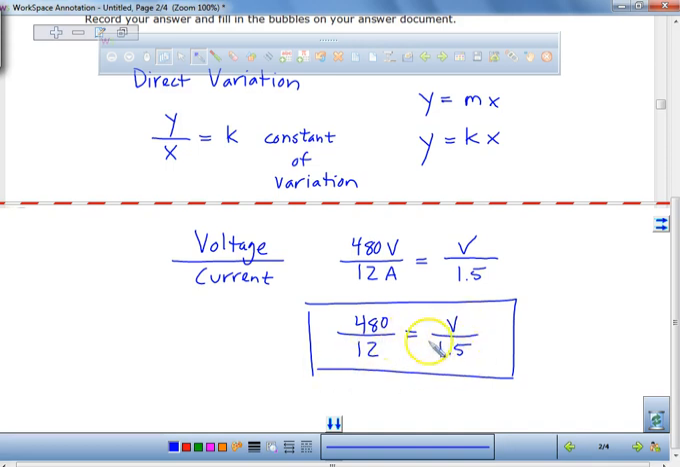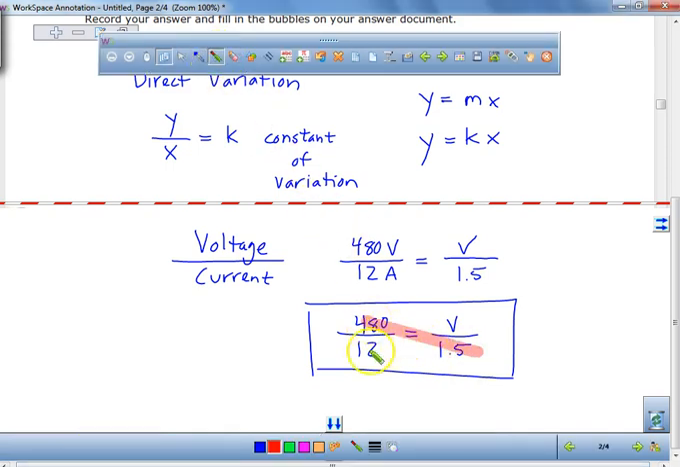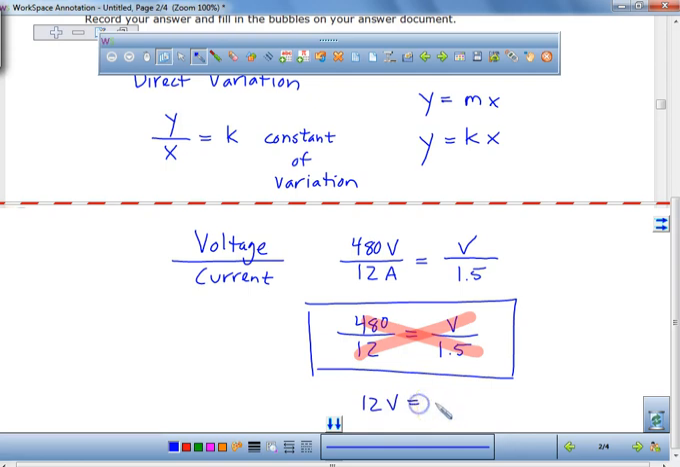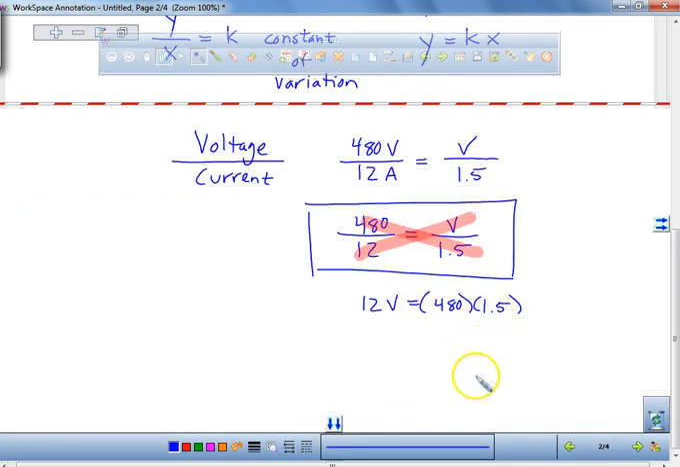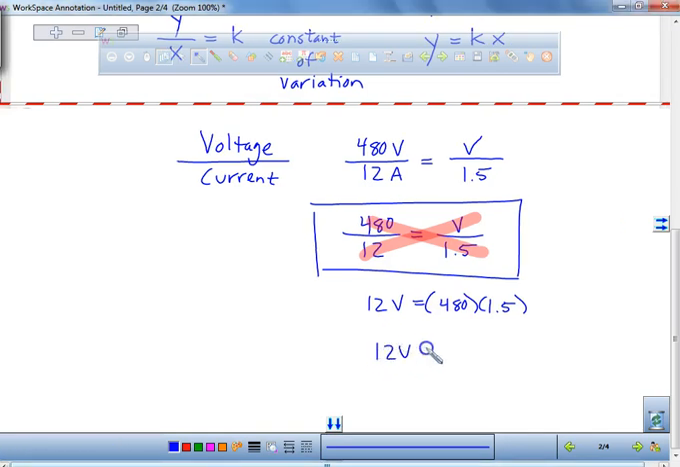Okay? So when you guys see proportions, what do you think? Cross? Yeah, cross multiply. Cross products. That's it. So 12 times V equals 480 times 1.5. Okay? So what's 480 times 1.5? Go to your graphing calculator, all right? All right, so I have 12V equals 720. What are we going to divide both sides by? 12. And our voltage is equal to 720 divided by 12.